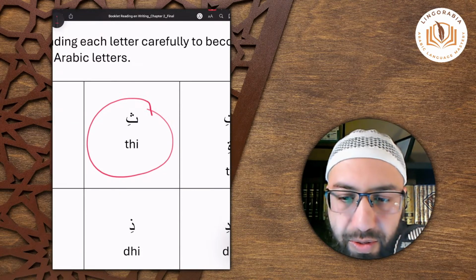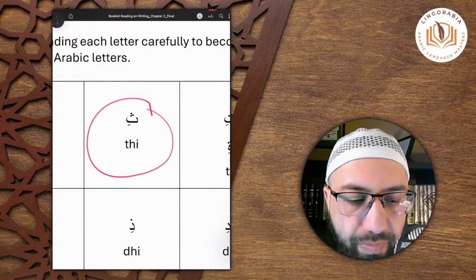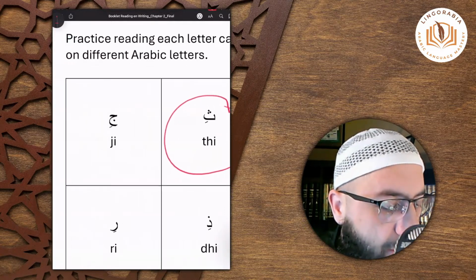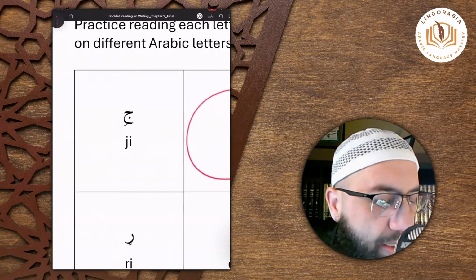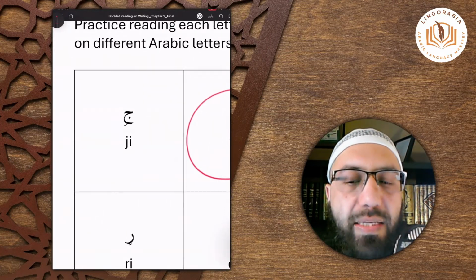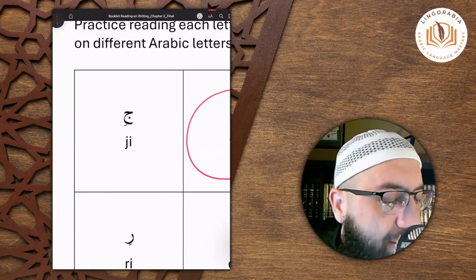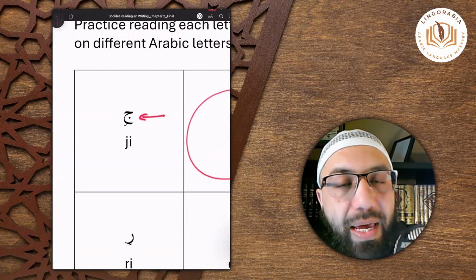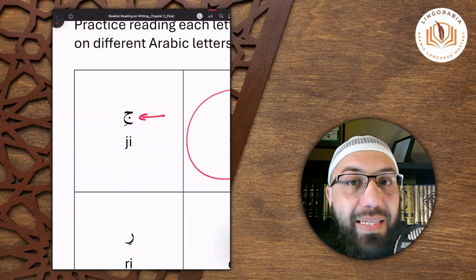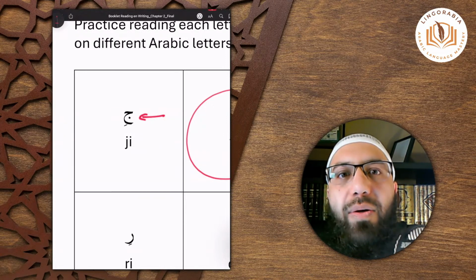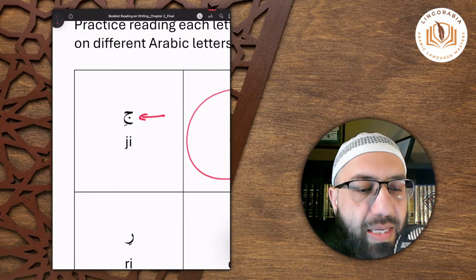Okay, so that's the next letter, and then you got here the jim with the kasra. Okay, it is pronounced as G, G. Now the name of the letter, as you guys know, is jim. Okay, but that's the name. And this is the sound that these letters make. Okay, so there is a difference between these two.